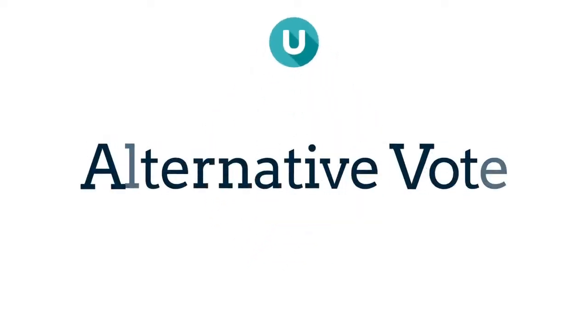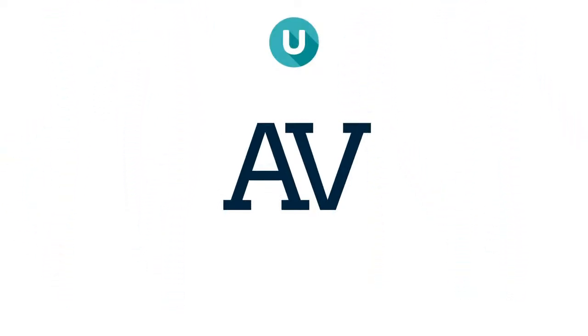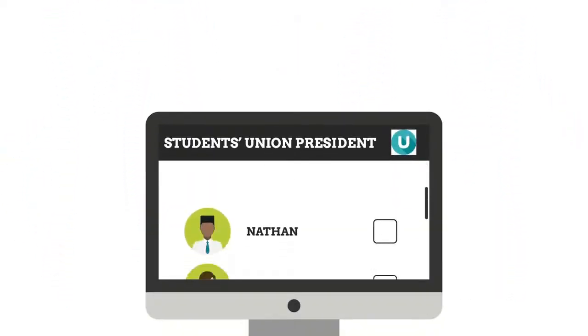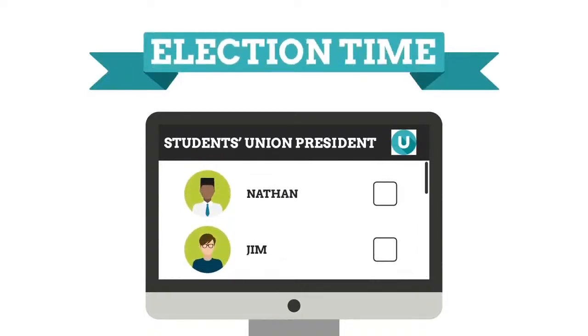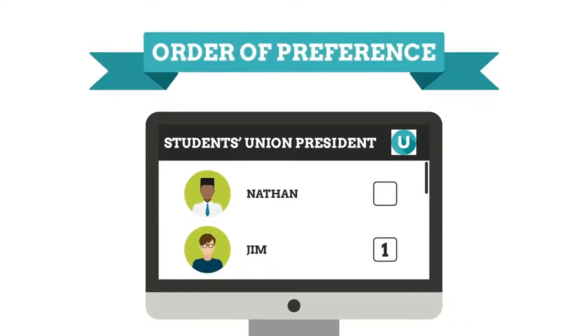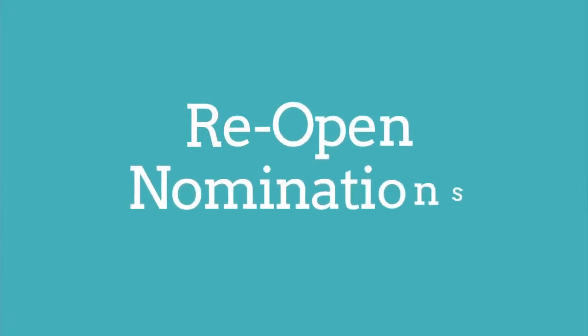Creative Arts Students' Union uses the alternative vote, also known as AV. So how does AV work? Let's say we have 5 candidates in our election for Students' Union President. When you vote, you'll be asked to rank the candidates in order of preference. This means you put a number 1 by your favourite, a number 2 by your second choice, and so on. In every election, a candidate called Reopen Nominations, also known as RON, will run.